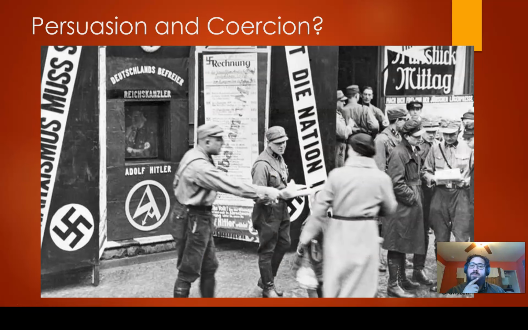What about this one? Is this persuasion or is it coercion? I'm going to leave it up for a little bit and let you make your mind up about it. Notice the military men. Notice the SA symbol. Notice how they're politely engaging with individuals. Like this gentleman's smiling. Is this persuasion or is it coercion?